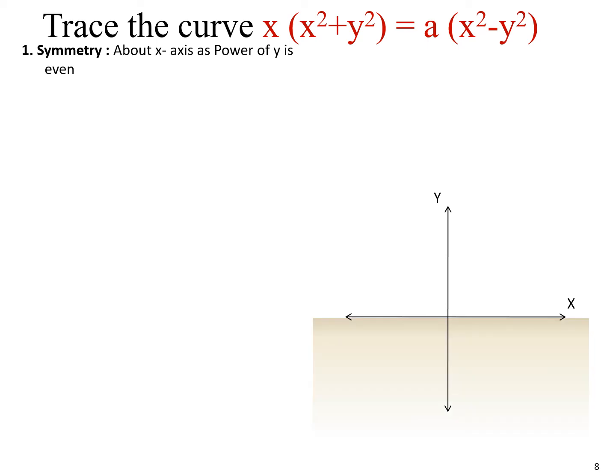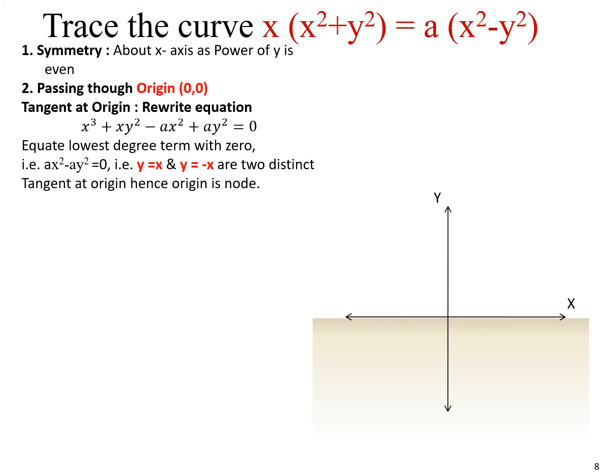Okay, now come to the second rule, that is origin. So here if we put x equal to 0 and y equal to 0, then the curve is satisfied by 0, 0, hence your curve is passing through the origin. So we will just put the point on the XY plane, that is 0, 0, because your curve is passing through that point. Now if your curve is passing through that point, we have to find the tangent at this point.